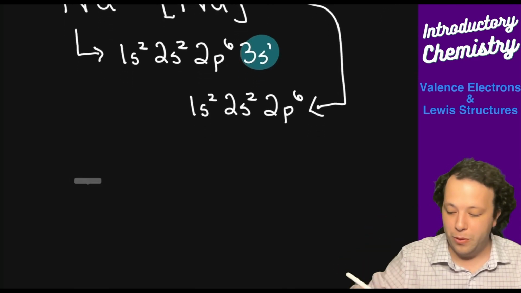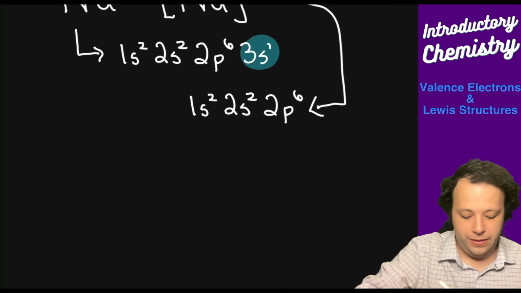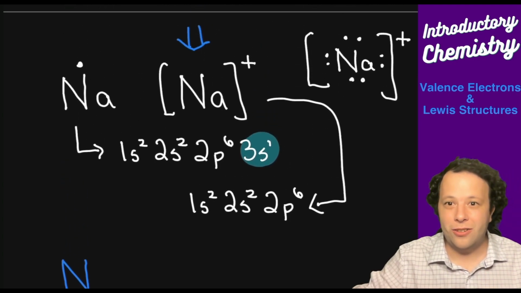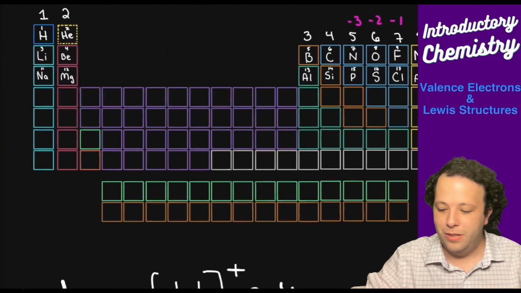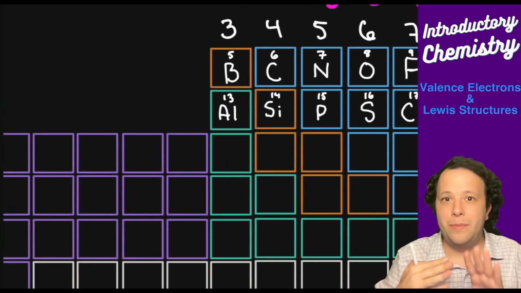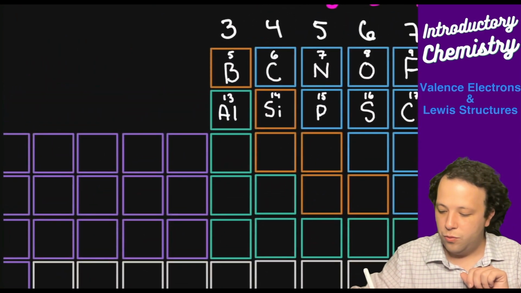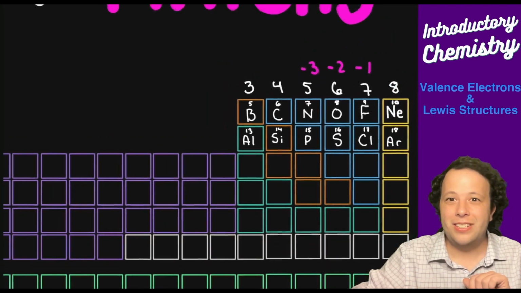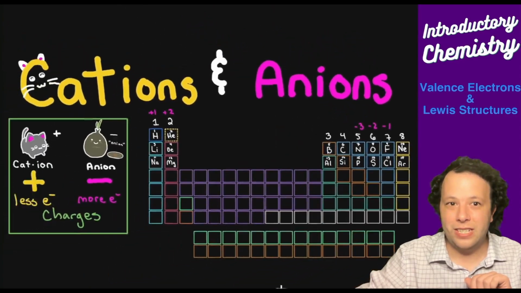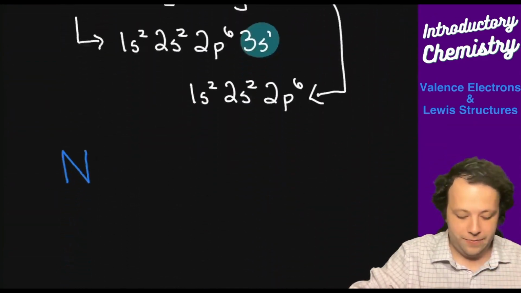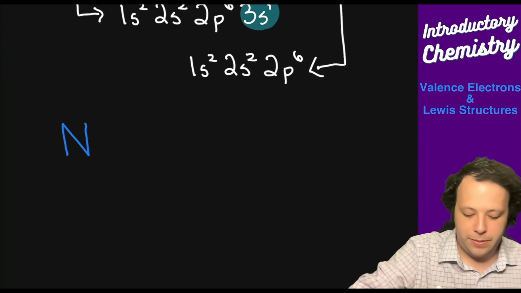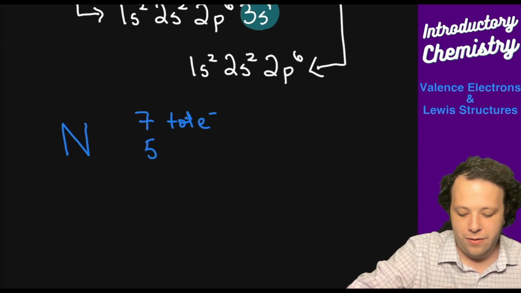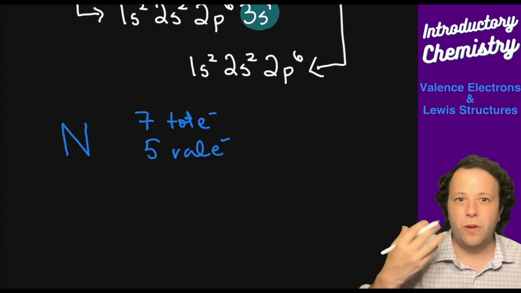Let's do one more. So what if I have, let's say, nitrogen? Well, nitrogen, let's check how many valence electrons this has. We can go to our periodic table. We can see that it is on column number 5 here. So it is right here where we see N is 7. That tells you 7 protons, 7 electrons, 5 of which are valence. So let's kind of talk about that for a second. So we have 7 total electrons. 5 are valence electrons. What about the other 2?